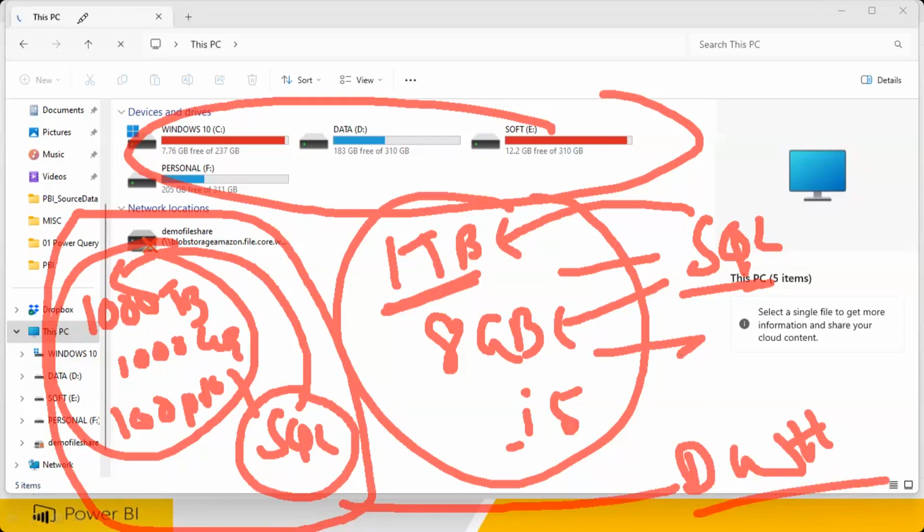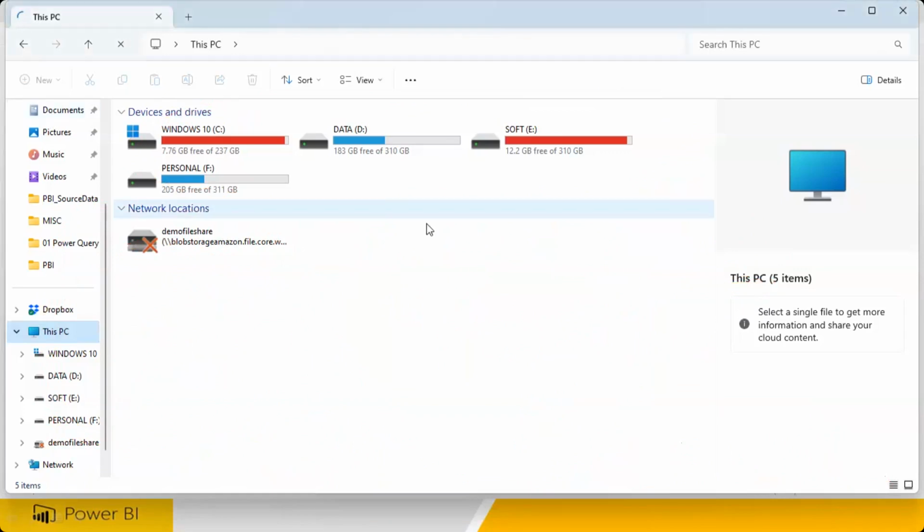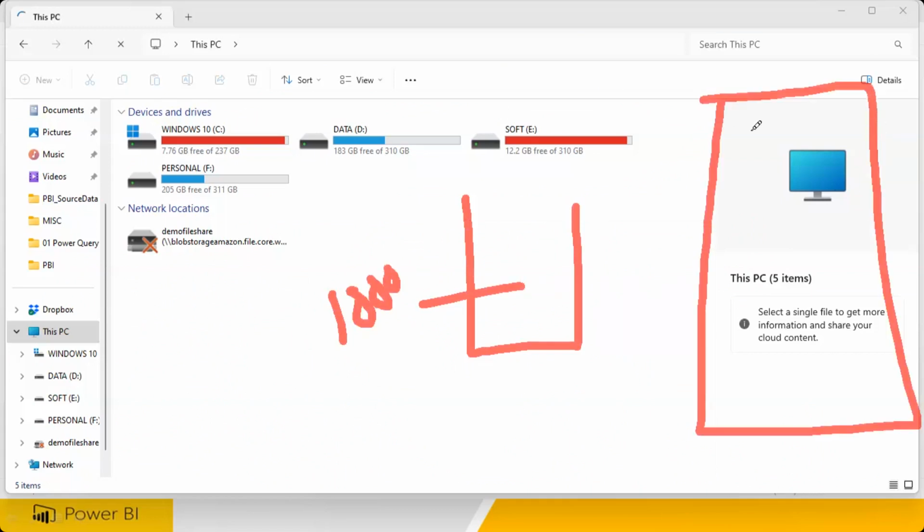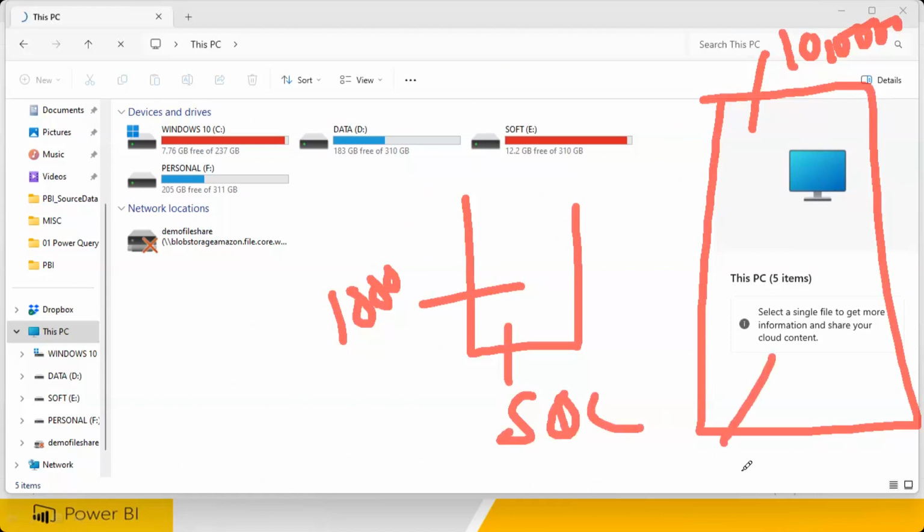Clear? You have a drum, right? What is the drum capacity? 1,000 liters of water you can have. But you have a bigger tank also where you can have 10,000 liter capacity or 1 lakh liter capacity. This is your normal SQL, and this is your data warehouse, bigger. So you can have at least 10,000 liters. So this is a normal one, and this is a bigger one.